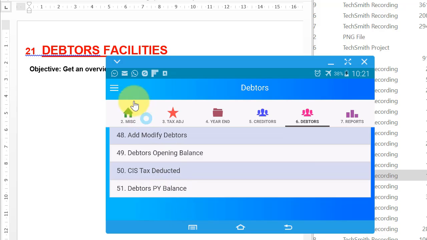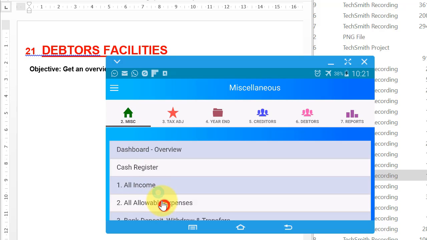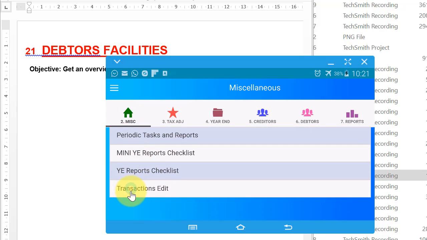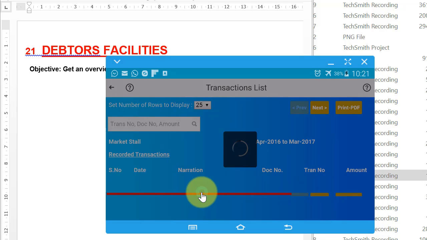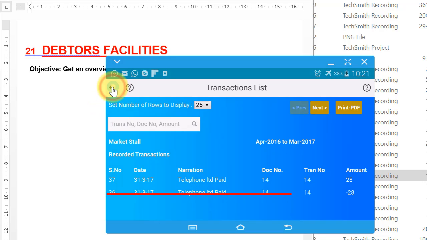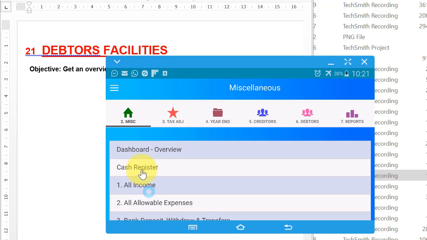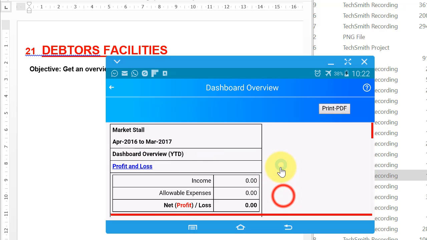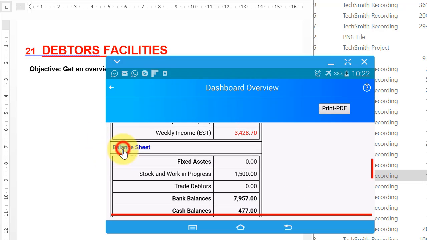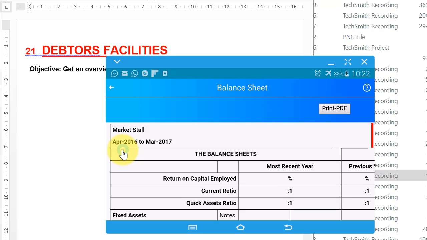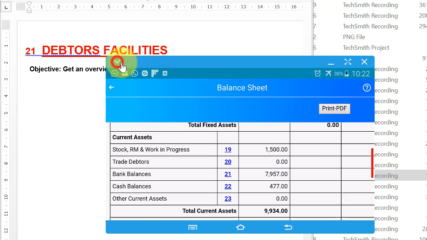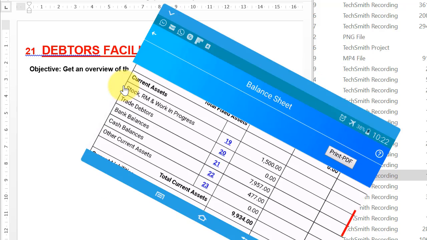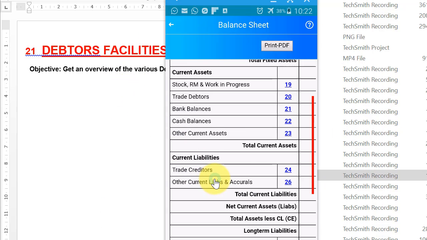Now let's see this previous year balance very quickly. Let's go to our mini reports. Let's go to this one. Click the wrong one, transaction list. No, we need, okay, let's go to the dashboard. We've got various ways of accessing information. So let's come to the balance sheet here. We need to see that column for previous year for comparison purposes. Now let's rotate to see more information.